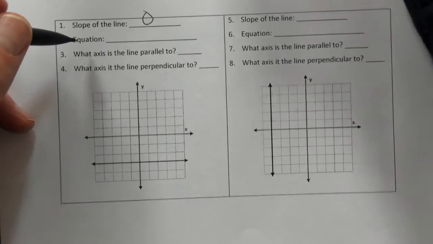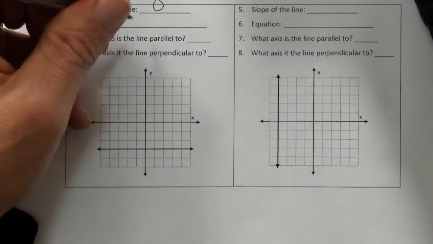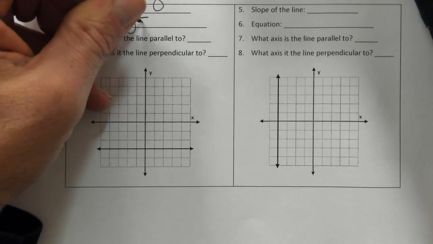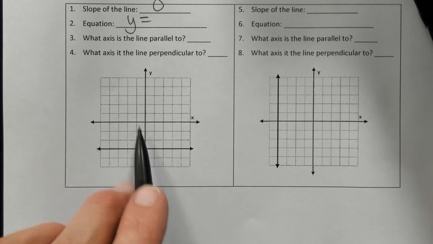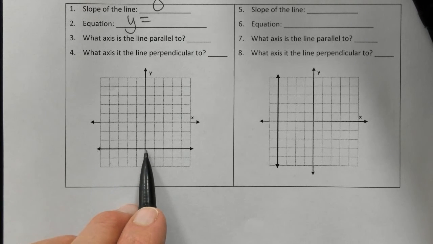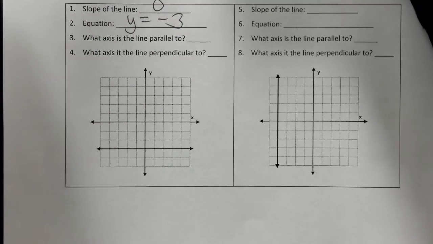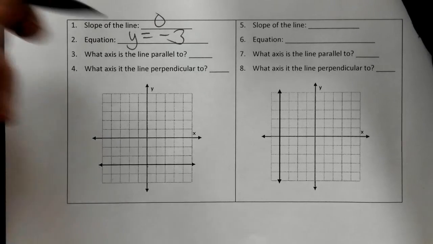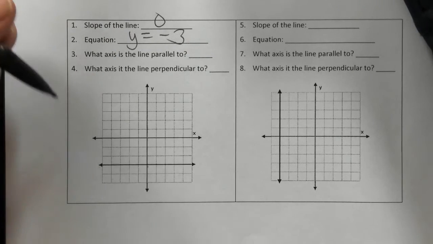All right? So what's the equation? Well, remember, since it's horizontal, it's going to be of the form y equals something. So we know the equation has to be y equals wherever it crosses the y-axis. In this case, it crosses at negative 3. So my equation for this line is y equals negative 3. All right? So that's how we come up with the slope and the equation for the horizontal lines.